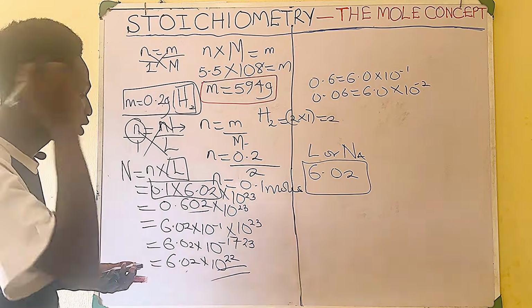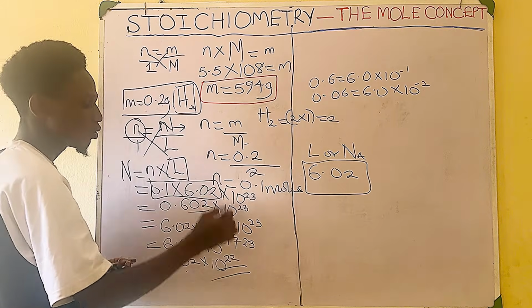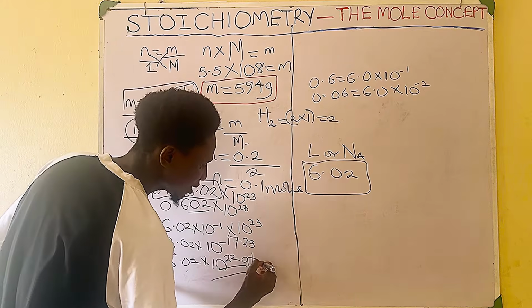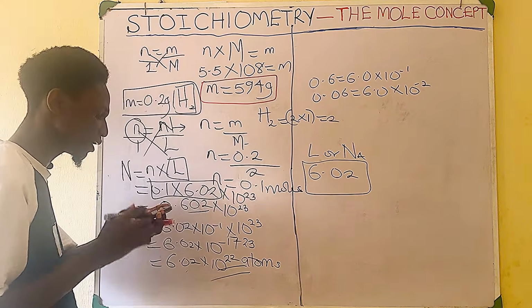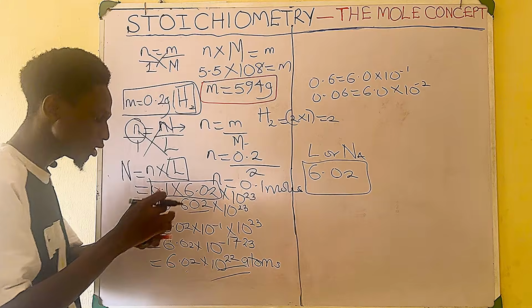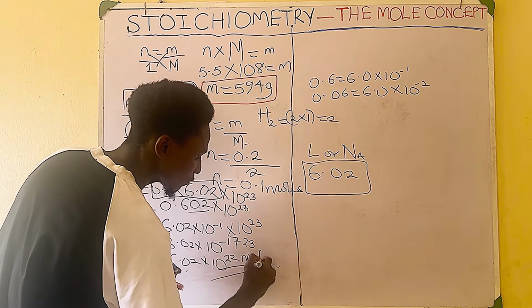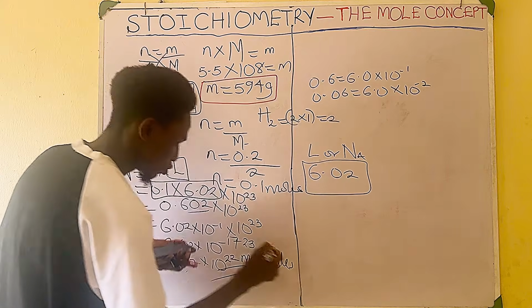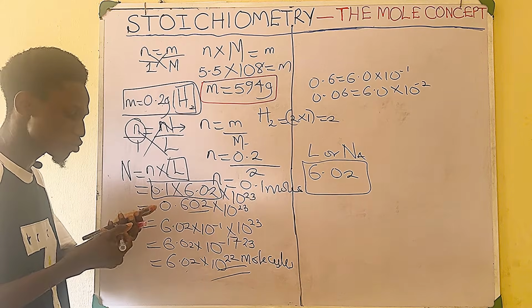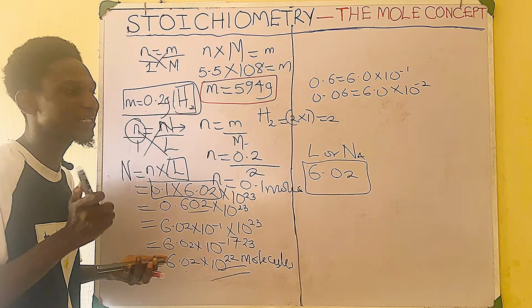So what do you do now? 6.02 times 10 to the power 22. This is for atoms. They say look for the number of molecules. What's the question again? Okay, it says calculate number of atoms in, okay, sorry, not atoms, molecules. Because they said hydrogen molecules. So this is for molecules. So they say calculate number of molecules in 0.2 gram of hydrogen molecule and not hydrogen atoms.